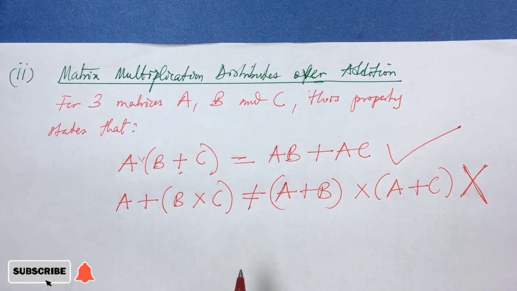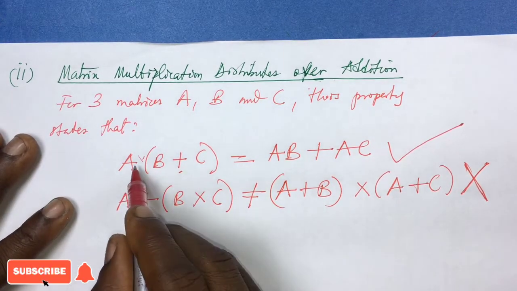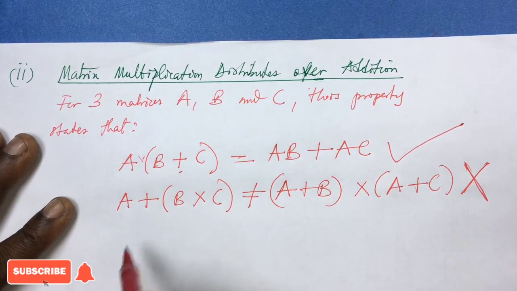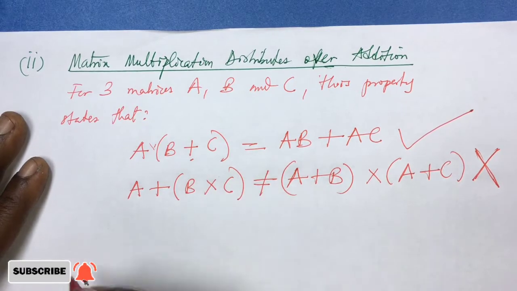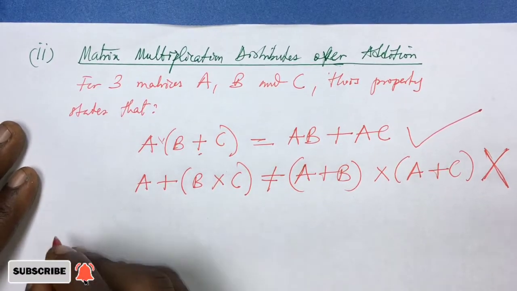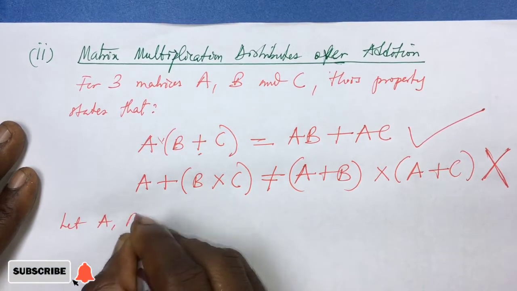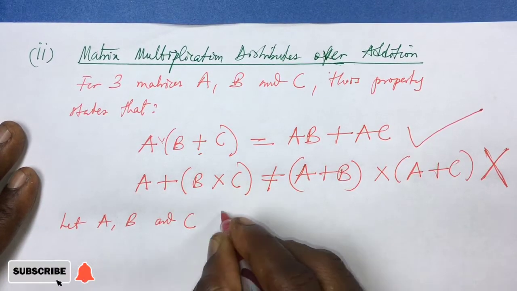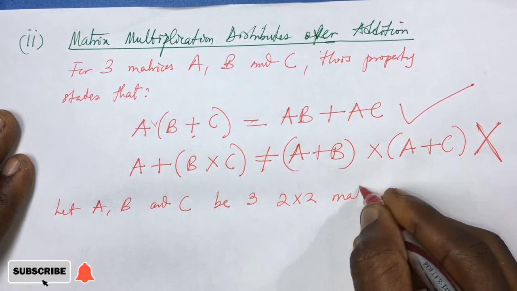Now, the one outside is said to distribute over the one inside if the statement is true. But in this case, for multiplication, it is true. For addition, it is not true. Now, let us see for multiplication. So I'm going to take 2 by 2 matrices. Okay? So let A, B, and C be 3 2 by 2 matrices.